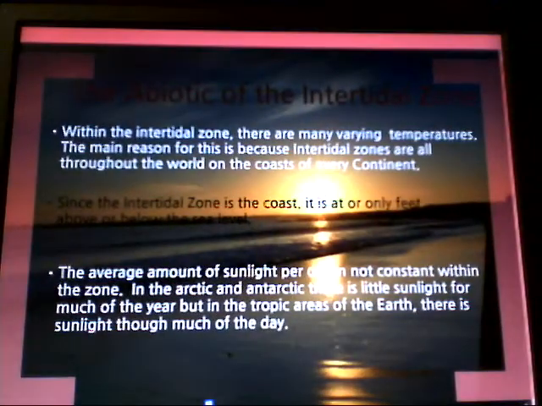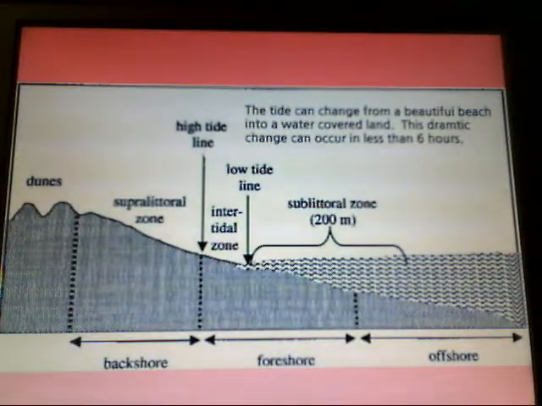The abiotic: the temperatures are varying, as I just explained. The elevation is only a few feet above or below sea level. Sunlight per day is basically varying because it's all around the world. It gets different amounts of light. Here's a graph of the high and low tides.